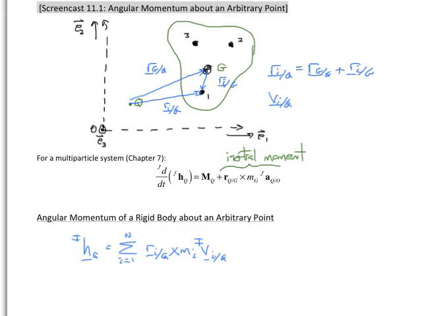Likewise, our velocity of i with respect to Q, which we have in our expression as well, is equal to the velocity of the center of mass with respect to Q, as observed in the inertial reference frame, plus the velocity of each particle with respect to the center of mass, as observed in the inertial reference frame. So we're simply using our vector triads to relate this to the center of mass.